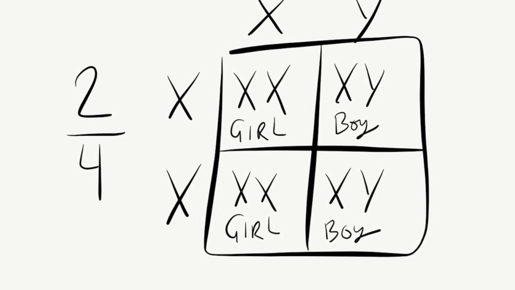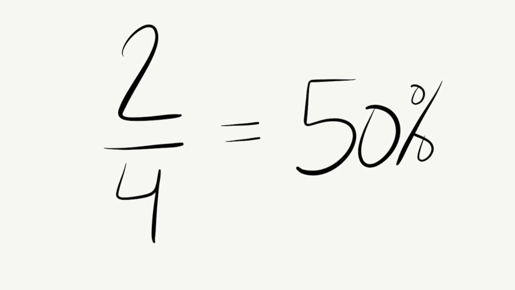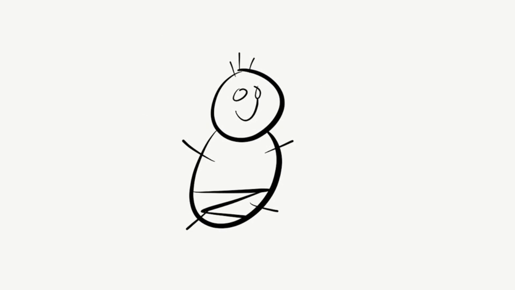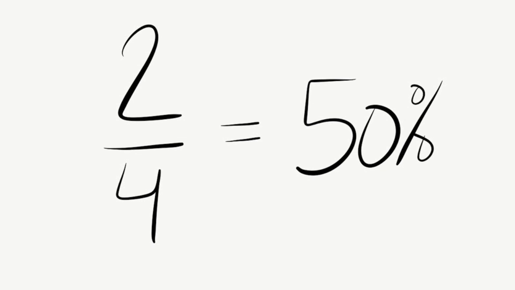When you finish the Punnett square, you see that 2 out of 4 times people reproduce, the offspring will be a male. Or 50% of the time, the baby will be a boy. Also, 2 out of 4 times humans reproduce, the baby will be a girl. Or 50% of the time you reproduce, you will have a female.